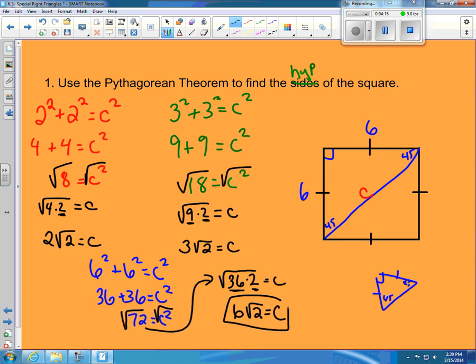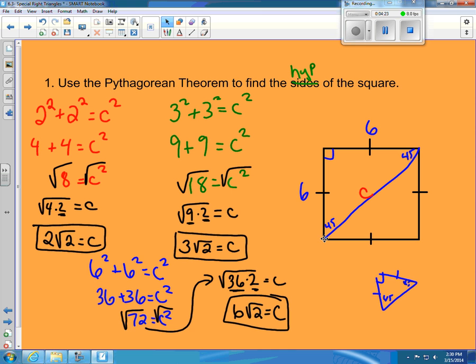I want you to take a look here at all of my solutions and see if you see a pattern. What if I changed my side lengths to b?